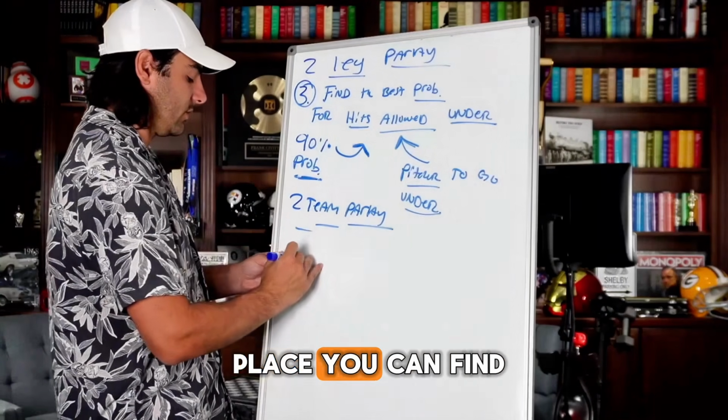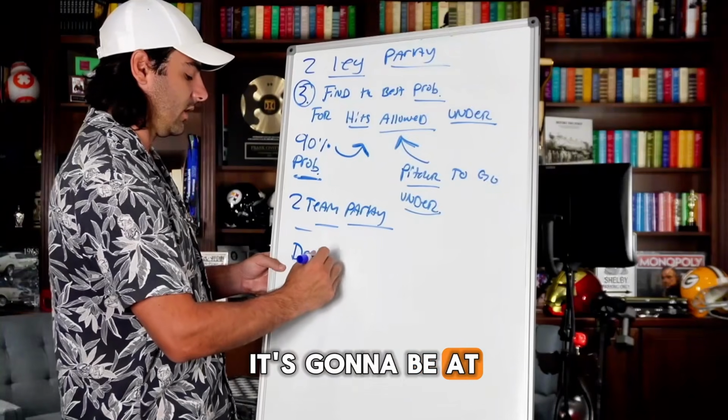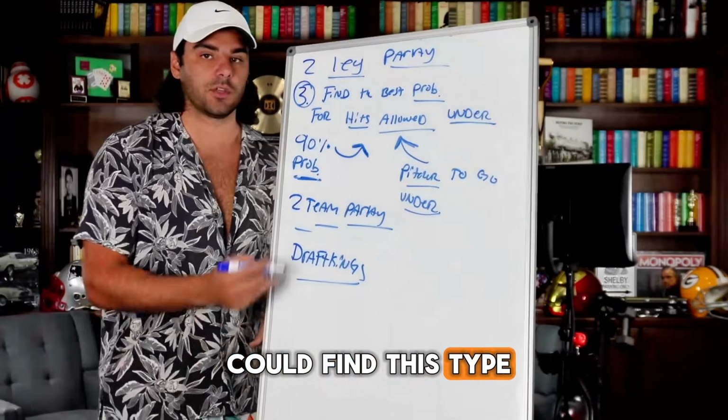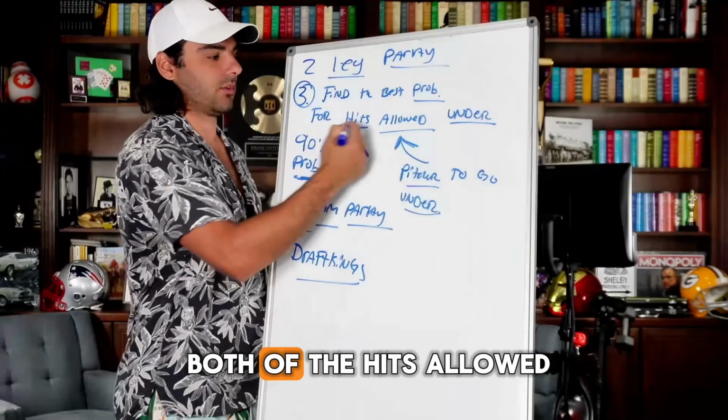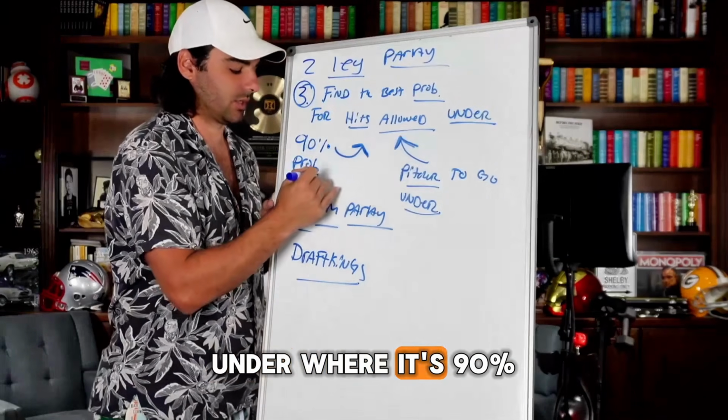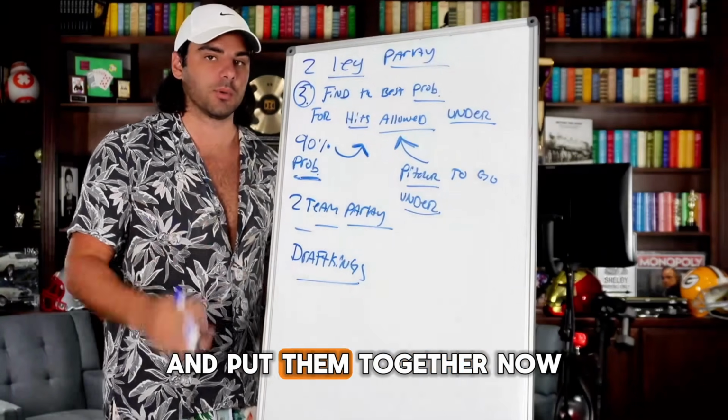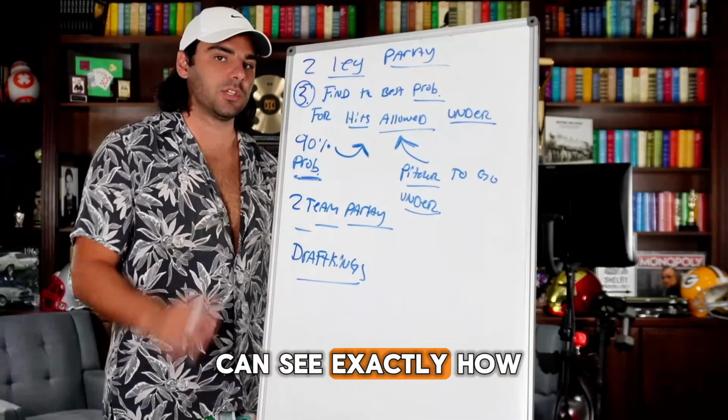Now, where can you find this bet? Well, there is one place you could find this, and it's going to be at DraftKings. That's one place you could find this type of bet where you could sandwich both of the hits allowed unders, where it's 90% probability or more, and put them together. Now let's get into a live example so you can see exactly how this works.